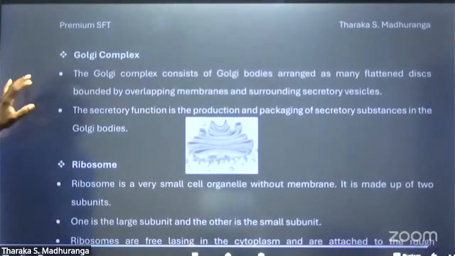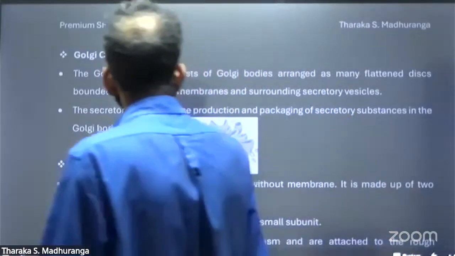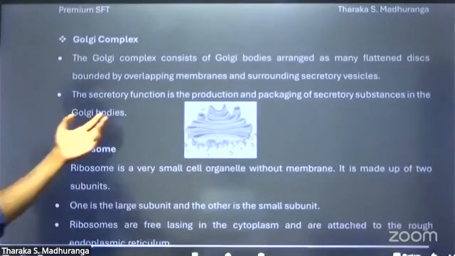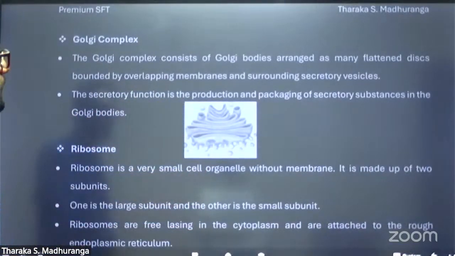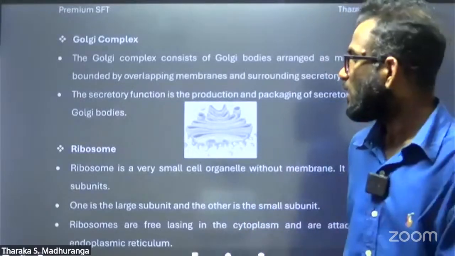Okay, Golgi complex or Golgi body. What is the function? The Golgi complex consists of Golgi bodies arranged as many flattened discs, bounded by overlapping membranes and surrounded by secretory vesicles. The secretory function is the production and packaging of secretory substances in the Golgi bodies.